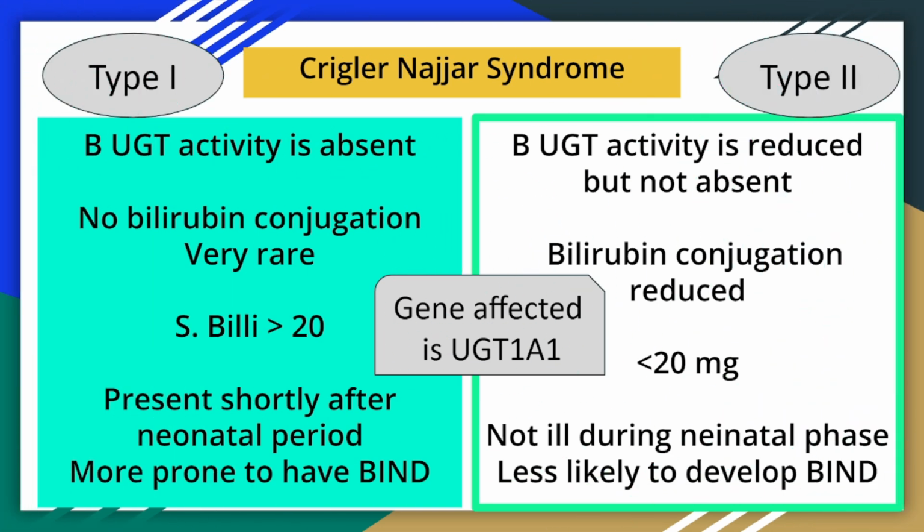While type 2 is characterized by milder symptoms due to reduced activity of the enzyme. These individuals experience milder jaundice, intermittently triggered by stress. Individuals present later in life and can be managed by conservative measures.